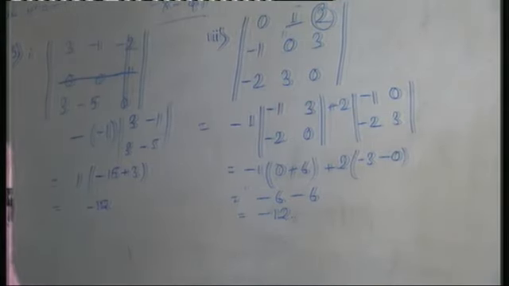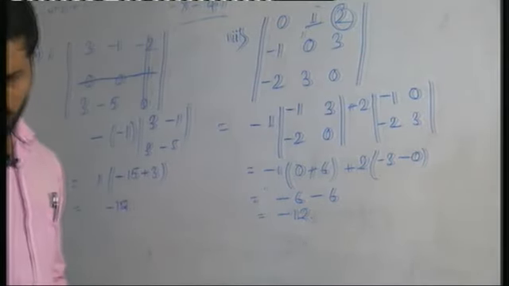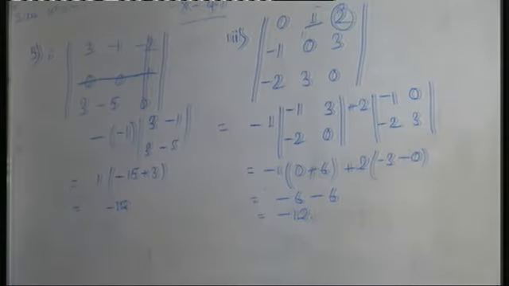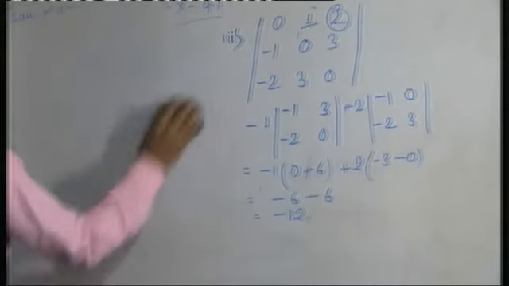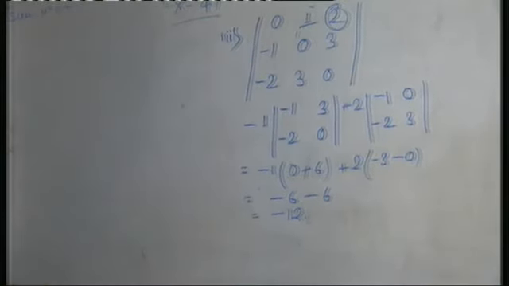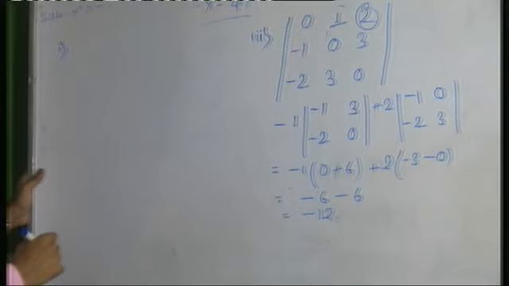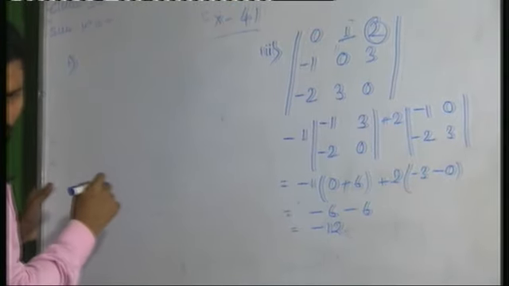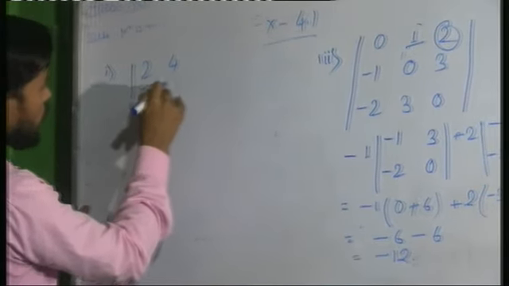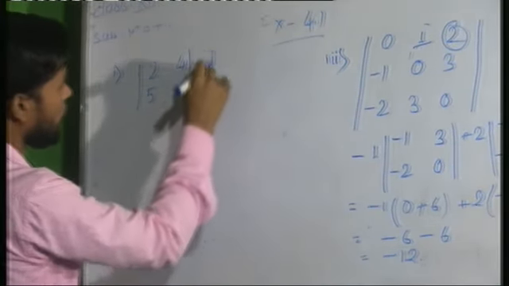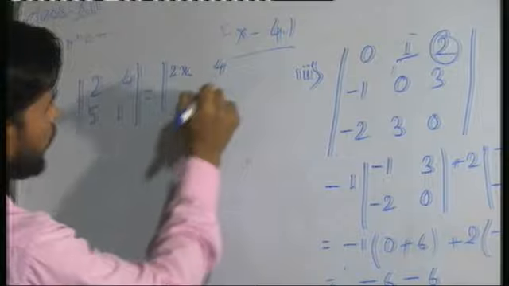So this is question number 5. Now I am doing question number, suppose 7, any one of them. Question number 7: we have to find the value of x. Suppose I am choosing question number 1. If the determinant 2, 4, 5, 1 is equal to the determinant 2x, 4, 6, x.